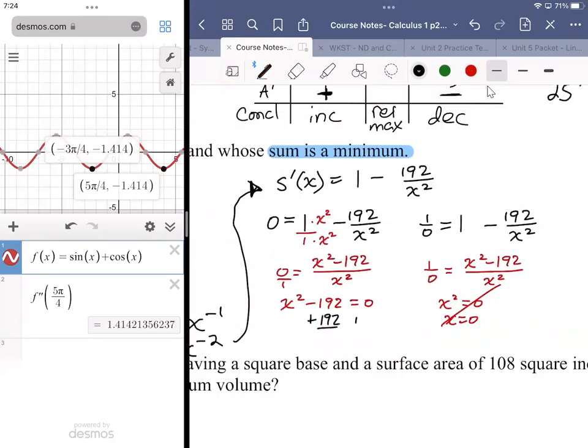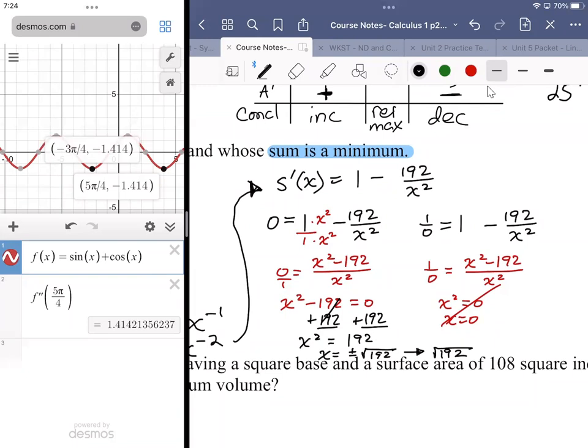So add the 192 to both sides, and you get x squared is equal to 192, making x equal to plus or minus the root of 192. But again, I only want positive values because of the way the question was framed. So I'm going to disregard the negative and just say the square root of 192. So yeah, I would have a critical value at negative the square root of 192, but that's beyond the context of the problem. I only want positive values.